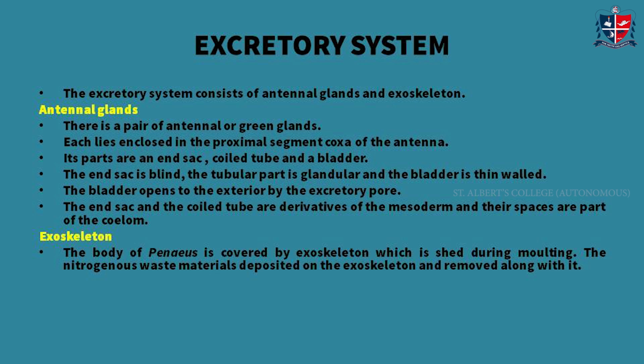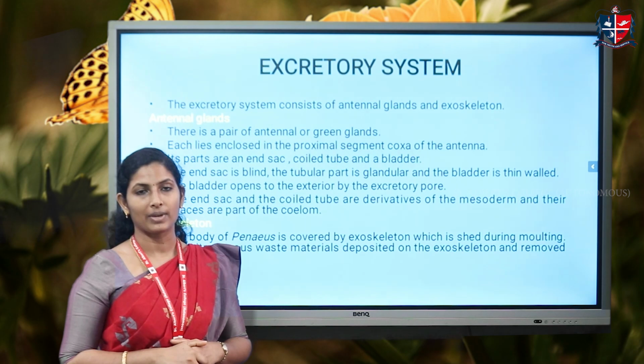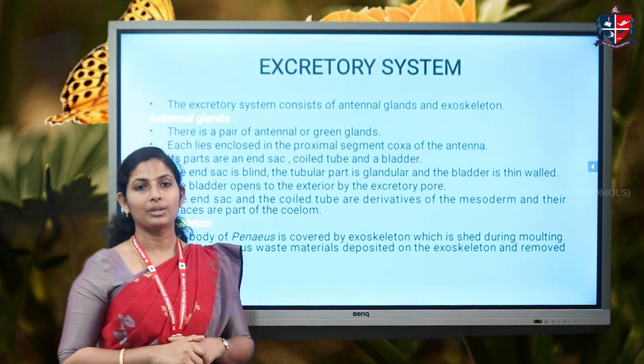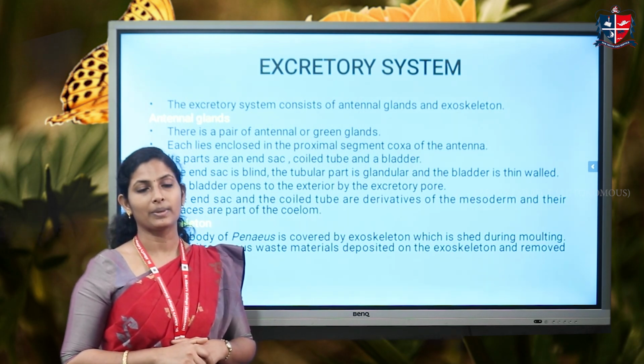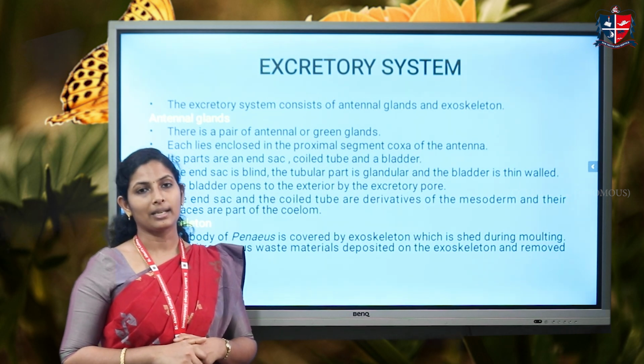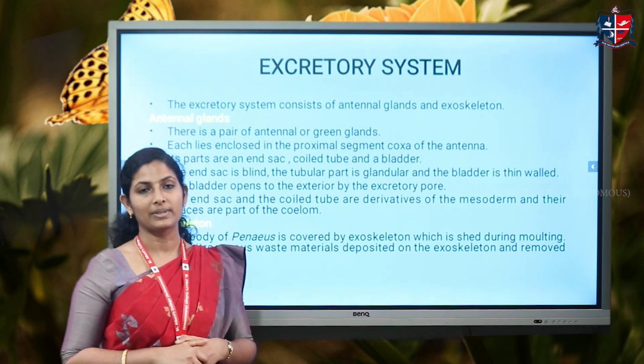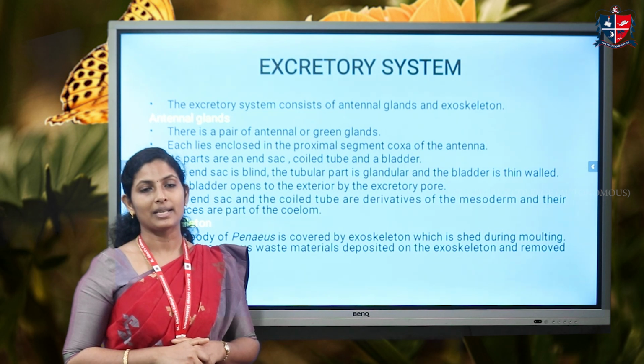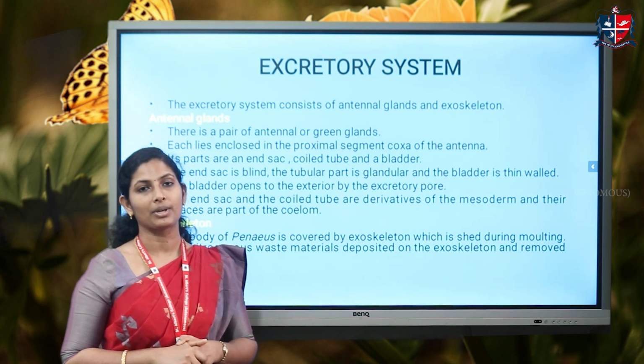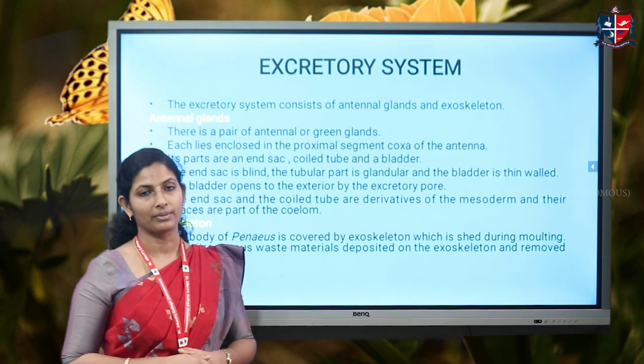Now we look at the excretory system. The excretory system removes the nitrogenous waste from the body of Penaeus. There are two methods of excretion. The first one is by antennal glands and the second one is by the exoskeleton. Antennal glands are also called green glands, which exist in pairs. They are responsible for eliminating the majority of the nitrogenous waste from the body of the Penaeus.